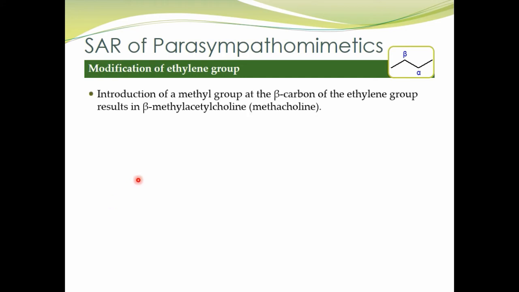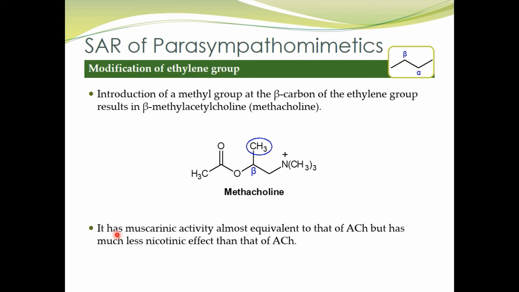Now, the next point is that introduction of a methyl group at the beta carbon of the ethylene group results in beta-methyl acetylcholine, which is called methacholine. Here, the methyl group is introduced at the beta carbon. It has muscarinic activity that is similar to that of acetylcholine, but has much less nicotinic effect than acetylcholine.